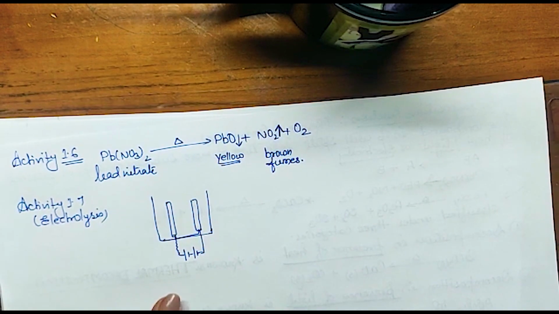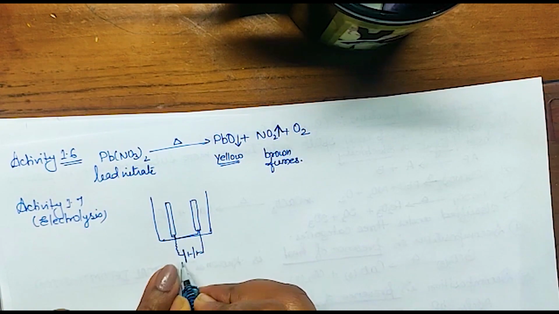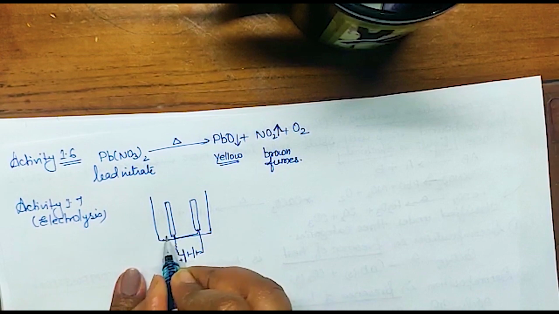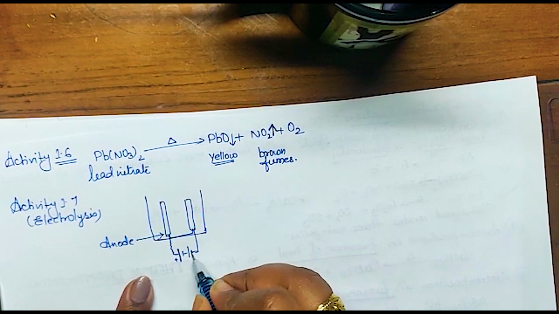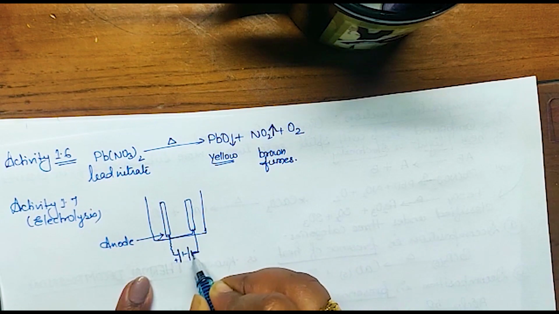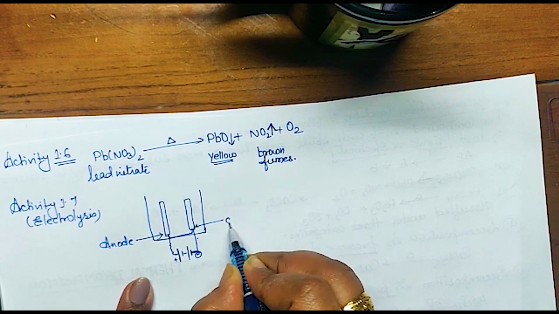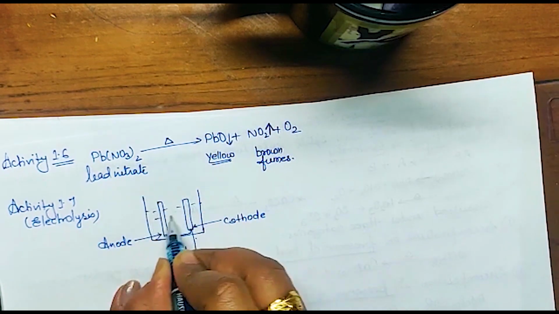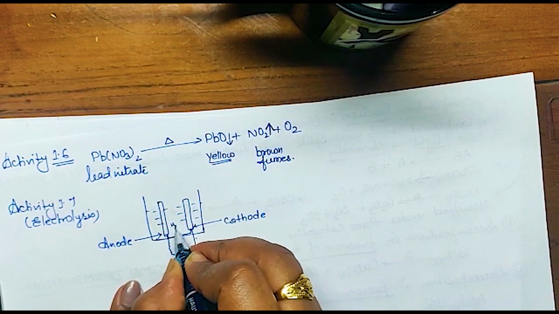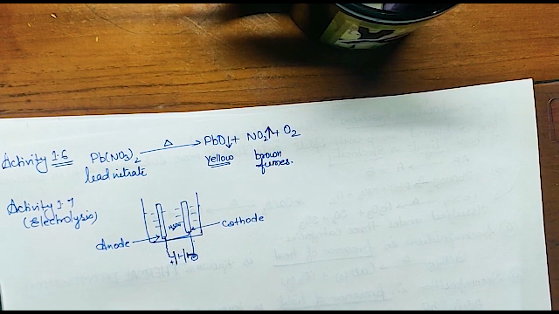In this, the one which is attached to the bigger line is called the positive terminal and is known as the anode. And the one which is attached to the short line will be negative and will be considered the cathode. Put it into water. You have to put the water with a few drops of H2SO4. H2SO4 will give the medium to dissociate it easily.